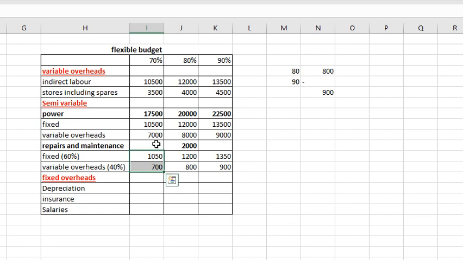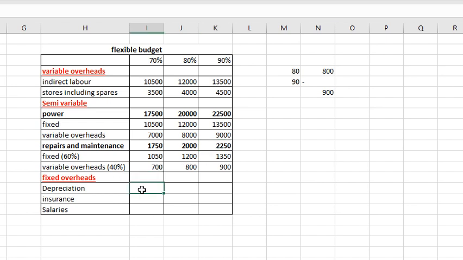For 70%, it is 1,750. You can add it up and confirm. Then for 90%, it is 2,250. So this is your total repairs and maintenance expenses, and the classification of fixed and variable overhead is also shown here. Next, we will come to fixed overheads.